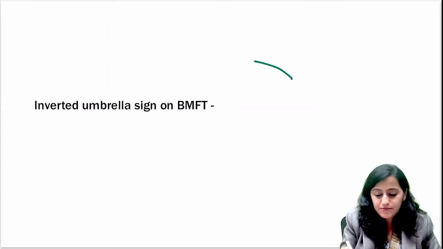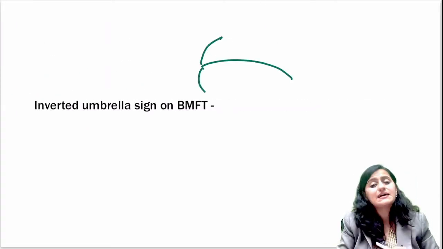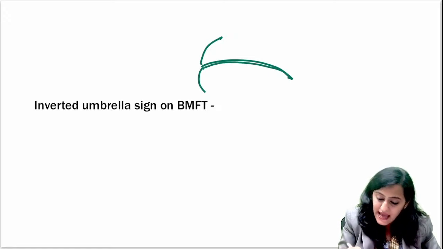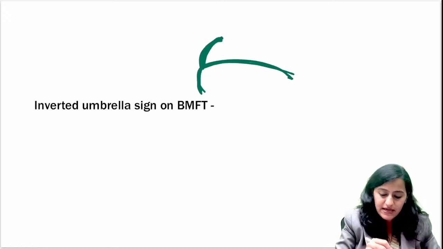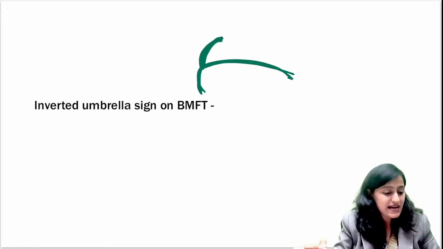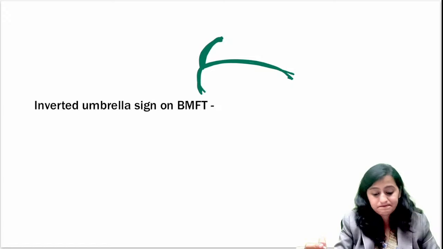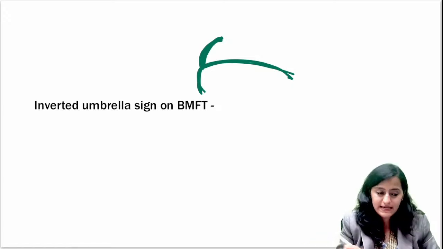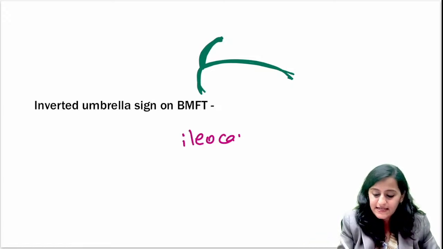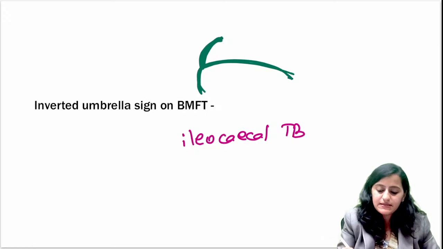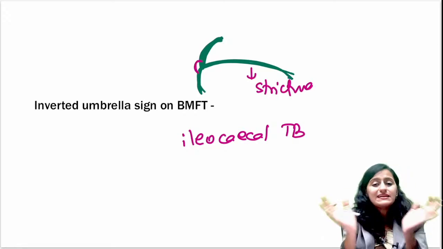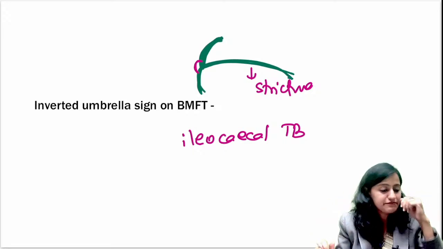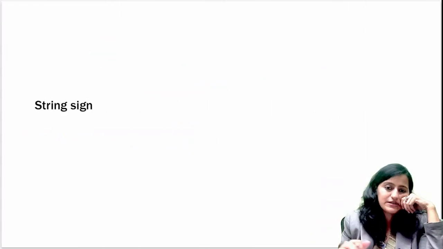Inverted umbrella sign on barium meal follow-through. Inverted umbrella sign. So, this is the narrow terminal ileum. This is the widened gaping of the ileocecal valve which is there. This is seen in what condition? This is an INI-CET exam question. Inverted umbrella sign. Correct. It is ileocecal TB. The stricture in the terminal ileum plus the widening, the gaping of the ileocecal valve, gives the inverted umbrella sign.